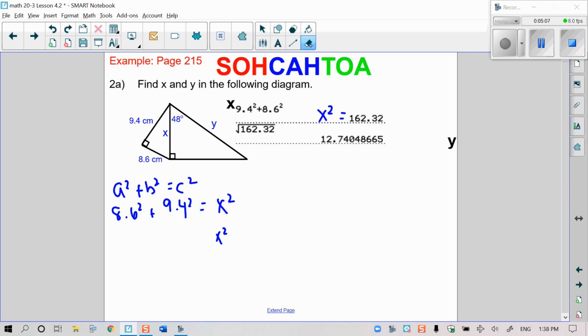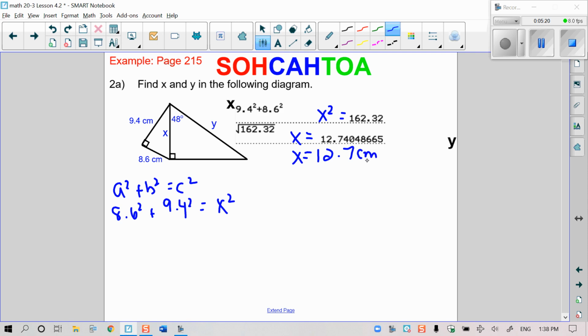So what I really want to know is, what does x equal? And since that's what x squared is, x is equal to the root of that, which is 12.7. So we know x is 12.7 centimeters. So in the next part of the example, we want to find out what y is.